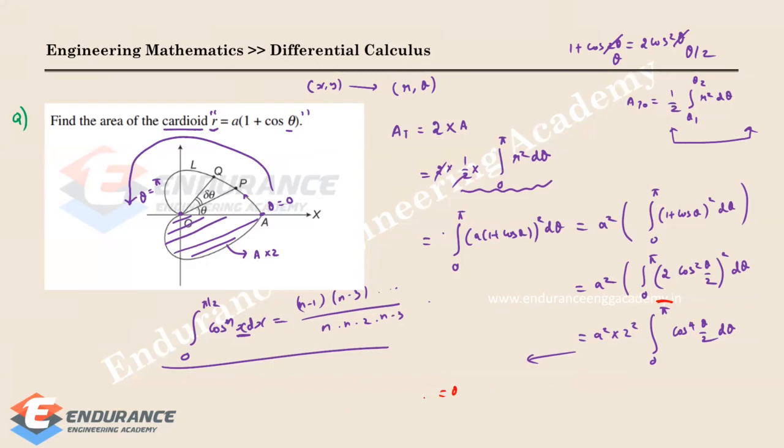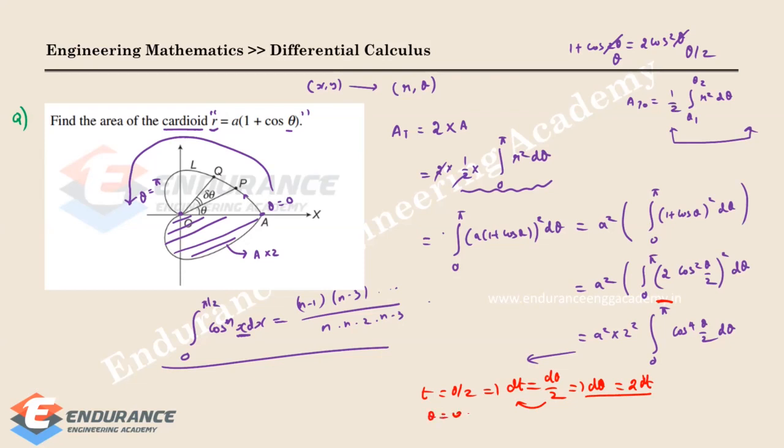Let me replace t is equal to theta by 2. So dt will be d theta by 2. Okay, so then I will take this to that side. So d theta will be 2 times of dt.